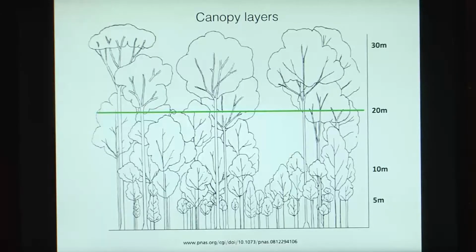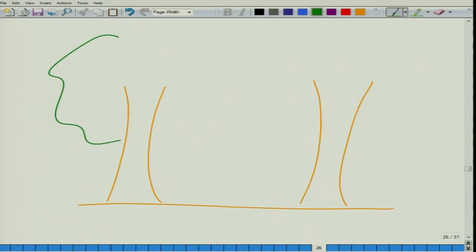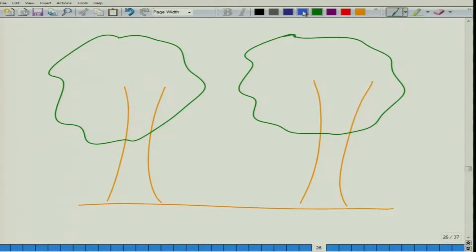Now in a canopy, we can also look at canopy layers. What happens in the case of forests is that you not only have large trees. So here are some large trees. Then you might also have some species that are thriving here.